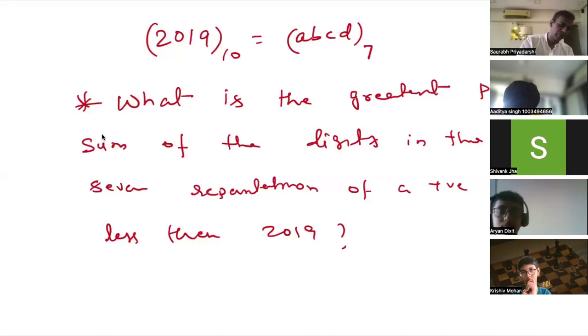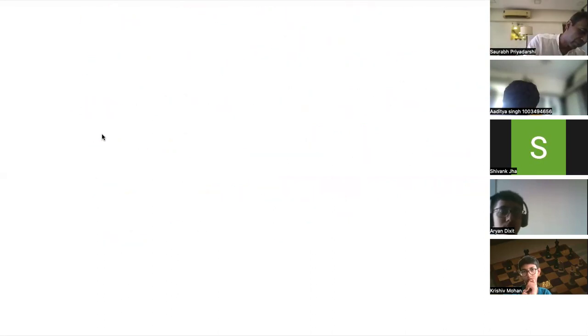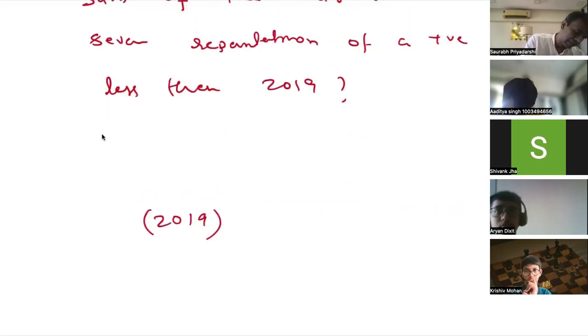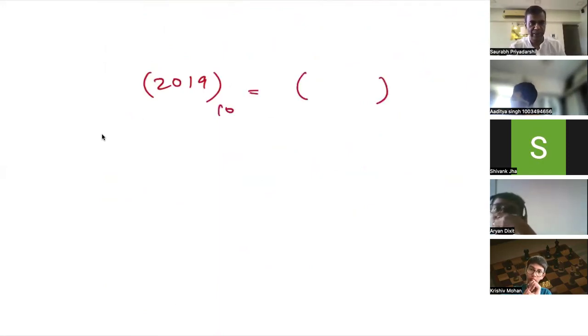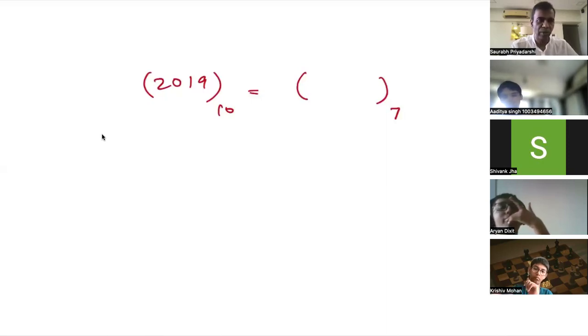2019. What you all are getting from 2019 with base 10? What number you are getting with base 7? Approximately, not 2019, 2018 or around that, anything. What number you all are getting for 2019? First, we have to find that out now.